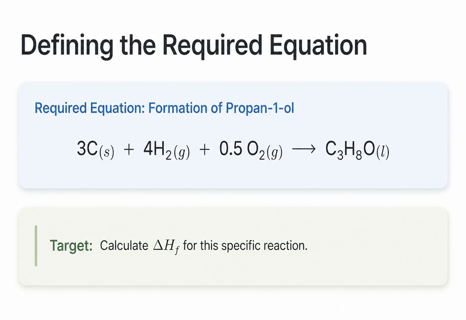Next, we must clearly define our required equation. The question asks for the formation of propan-1-ol. This means we write an equation where propan-1-ol is the single product, formed from its constituent elements in their normal physical states. We need solid carbon, hydrogen gas, and oxygen gas. Balancing this to yield exactly 1 mole of propan-1-ol requires 3 carbons, 4 hydrogens, and half a mole of oxygen gas. This is the target equation we are trying to build.